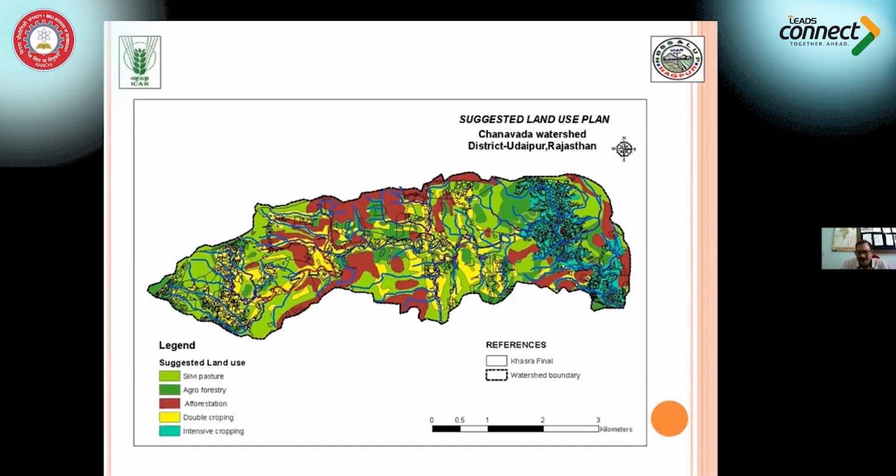After studying all the constraints and potential of this land, we suggested some land uses, like silviculture, agroforestry, and afforestation in the case of degraded areas. The area which is quite good near the valleys and has a very nearly level to gentle slope was allocated for double cropping with the provision of irrigation. And very few areas at the bottom, at the mouth of the watershed, which have ample availability of water for irrigation, are suggested for intensive cropping.